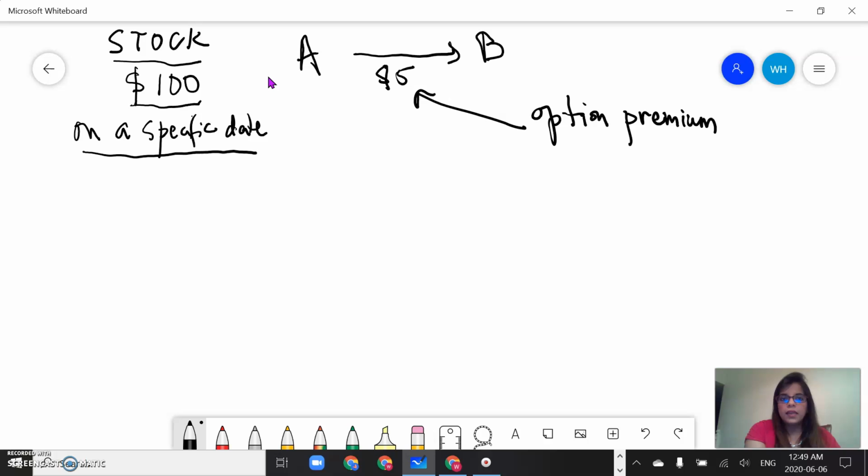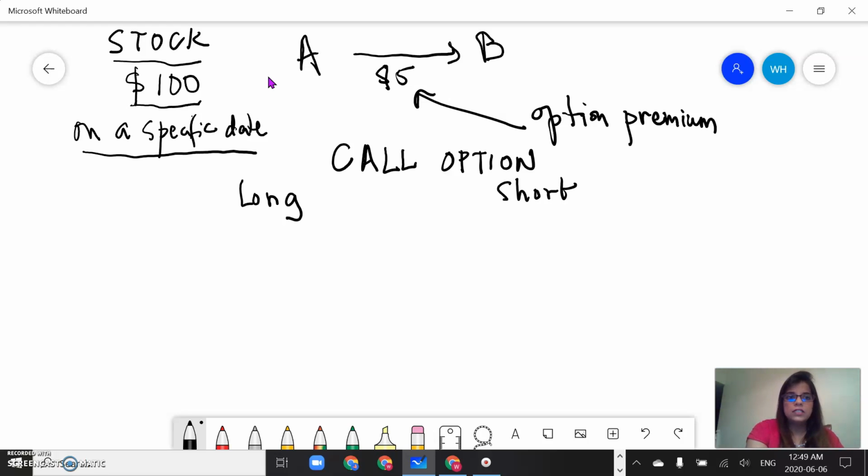Because party A has purchased the right to purchase the stock at $100, this is known as a call option. And the purchaser in the call, or party A, has gone long, while the seller of the call, or B, has gone short. Since the call option can be exercised only on a specific date, this is known as a European option. So here we have the specific terms in a call option.